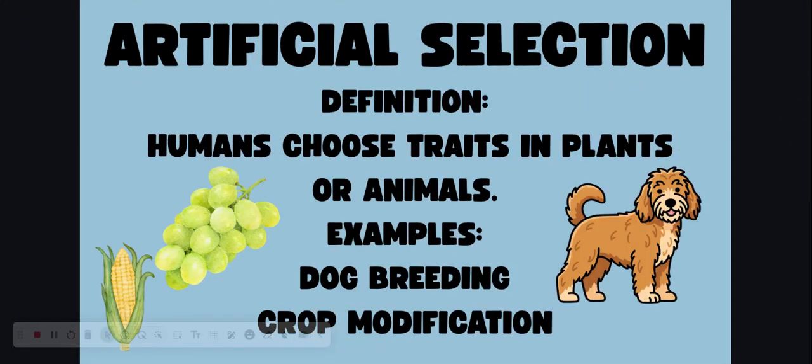Artificial selection happens when humans choose traits in plants and animals. So examples include breeding dogs for certain features, like a Labradoodle. Those are pretty popular dogs right now. Or growing crops with specific traits, so having seedless grapes. Humans influence which traits are passed on. So artificial is when humans have a say in what traits go on.